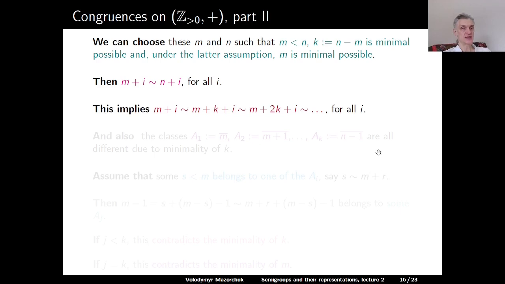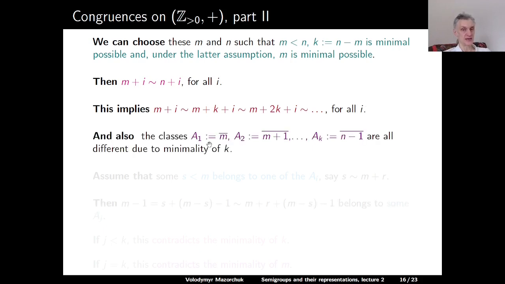And this implies that m plus i is congruent to m plus k plus i, where k is the difference between n and m. And this is congruent to m plus 2k plus i, and so on, for all i. And so we have the classes: the class which contains m, we denote it by a1, the class which contains m plus 1, we denote it by a2, and so on, the class ak, which contains n minus 1. So these congruence classes are all different due to our minimality of k, so we choose k minimal possible. So we have these classes.